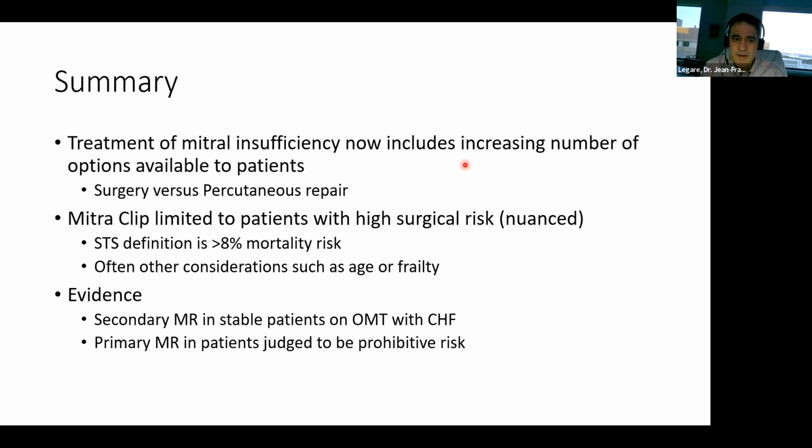The evidence would be that secondary MR in stable patients on optimal medical therapy with heart failure are candidates. Primary MR in patients judged to be prohibitive risk. And I didn't add some of this here, but there is increasing evidence that in very extremis patients with acute mitral insufficiency, ruptured papillary muscle even, those types of patients that people are now considering these options and have used this therapy successfully to really get them better to the point where they could later on tolerate a surgical intervention.